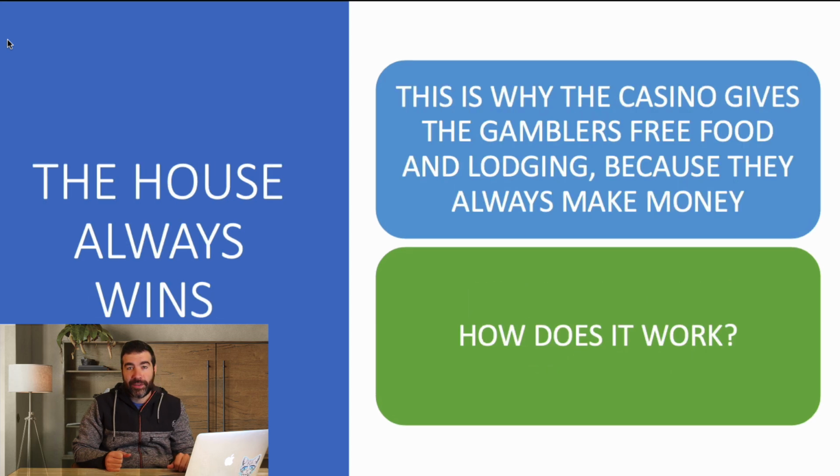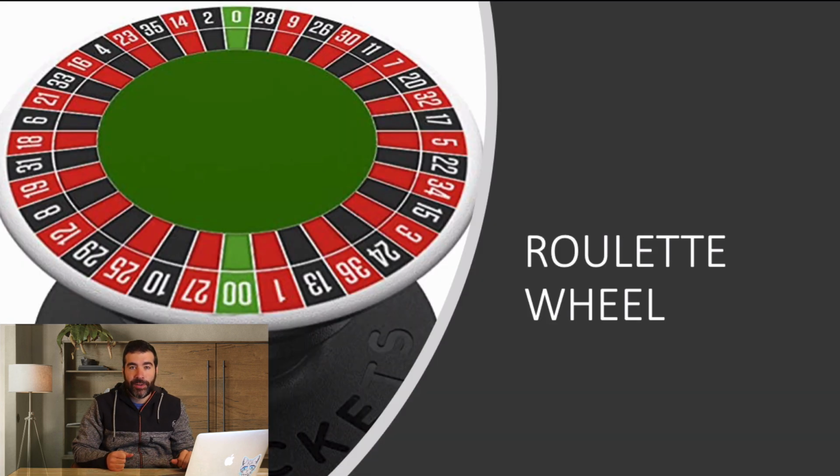The house always wins. That's why the casinos are buying you all the food and paying for your fancy hotel rooms, because they know that they're always making money, and the only way they're going to make money is if they bring you in. So how does it work? So let's start with a roulette wheel. I learned this from Adam Khoo about 4 years ago or something, and I thought it was awesome and I wanted to share it with you guys.